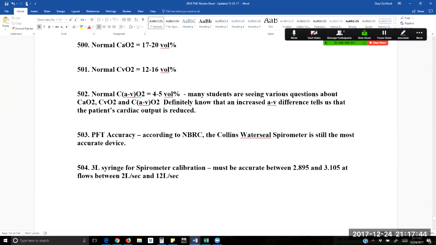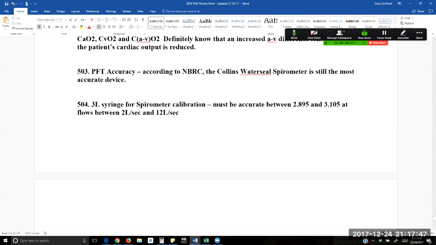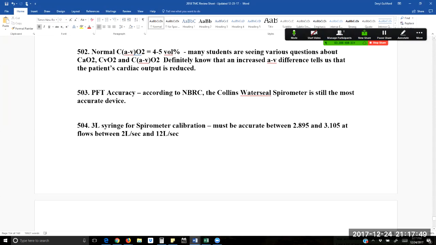All right. 503, PFT accuracy. According to the MBRC, the Collins water seal spirometer is still the most accurate device. I think that technically that's true because it is a true water displacement measurement, but nobody does it anymore. It's just too much of a hassle to drag around that water seal spirometer. It's still the most accurate, but the devices that we've come up with to simulate it are so close now that it just doesn't become very important. On your test, if they asked you for the best device, it's the Collins water seal spirometer.